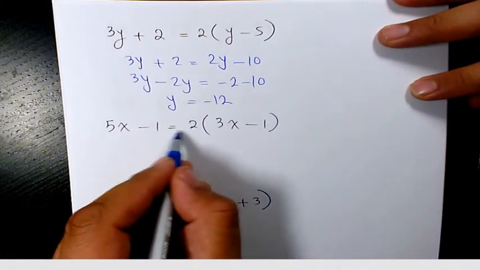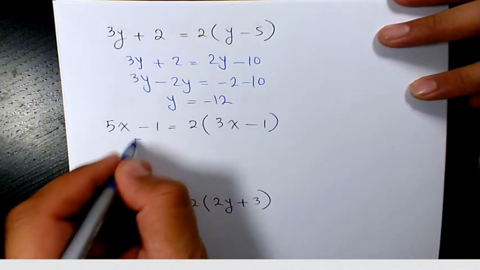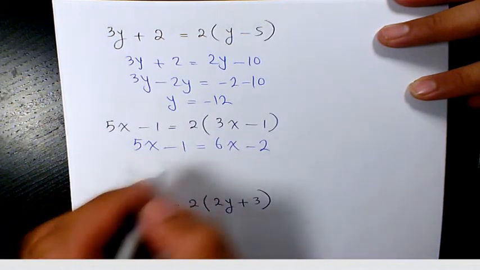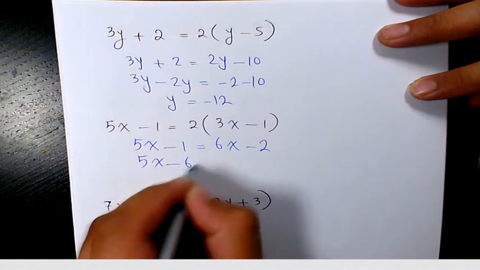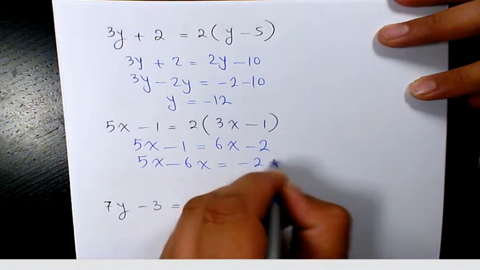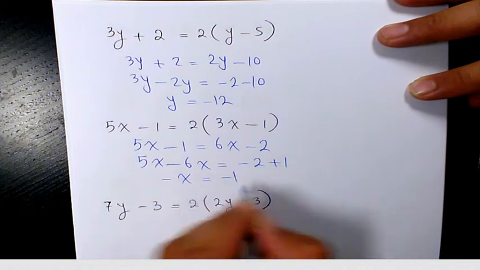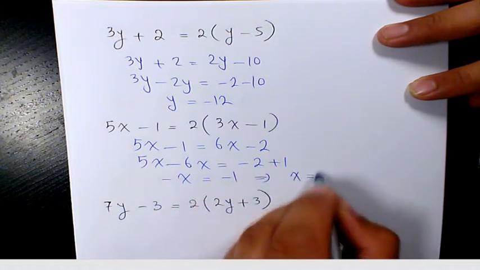5x minus 1 equals 2 times 3x minus 1. So 5x minus 1, 2 times 3x, 6x minus 2. 5x minus 6x, negative 2 plus 1. Negative x equals negative 2 and plus 1 is going to be negative 1. So it means that x equals 1.